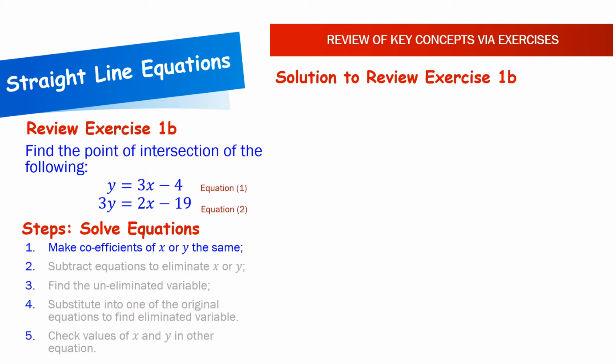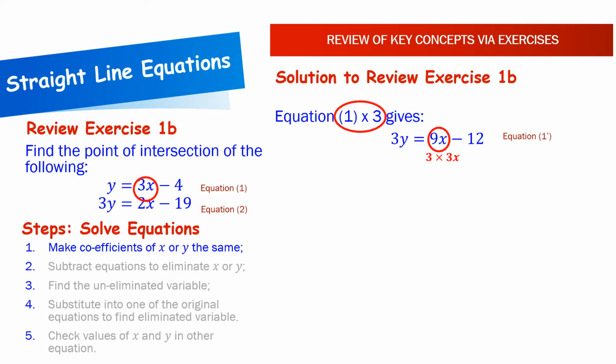Now for review exercise 1b. Let's go through a similar process. Let's make the coefficients of x or y the same. We're going to make the coefficients of y the same. And to do so, we multiply equation 1 by 3 to give 3y equals 9x minus 12, as shown.